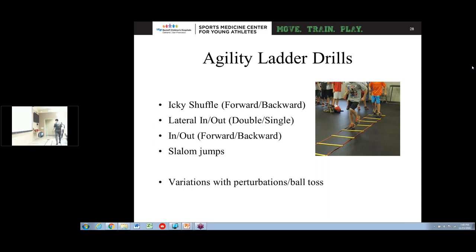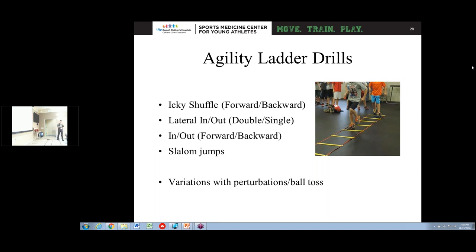And then for instance, like a slalom jump, you're going to go in and out. And there's so many different variations for all the different jumping things. Now, in addition to doing all these jumping, agility ladder things, you can add variations like throwing a ball or bumping the person.